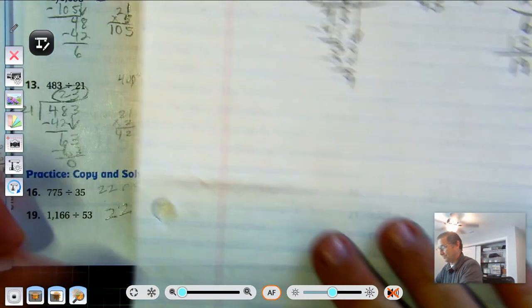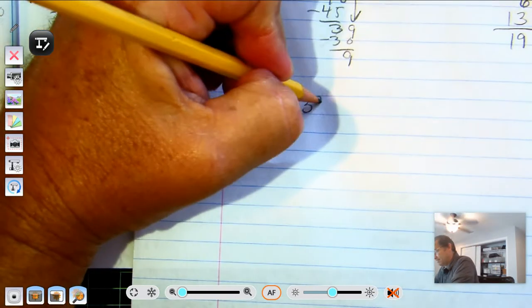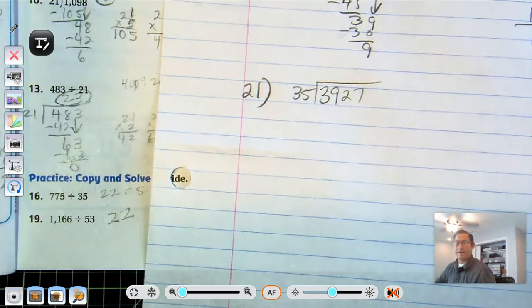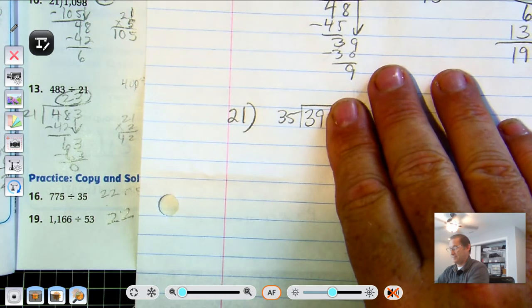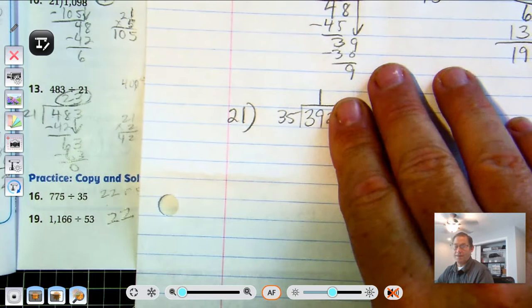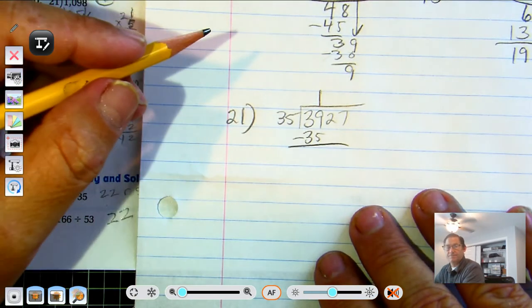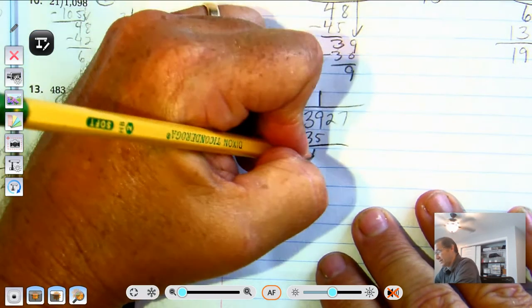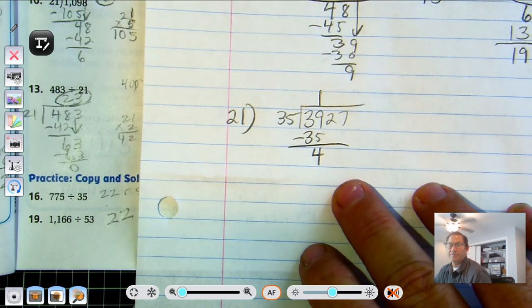And 21. 3,927 divided by 35. Okay, I'm going to skip the estimate on this one because I see 3,900s divided by 35 would be 1 hundred. 1 hundred times 35. 100 times 35 is 3,500. Subtract, I'm left with 400s, which can't be shared with 35.